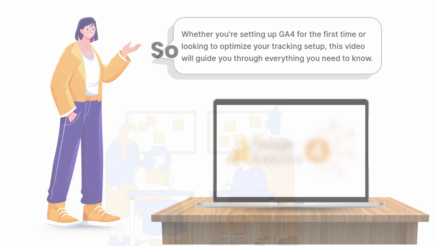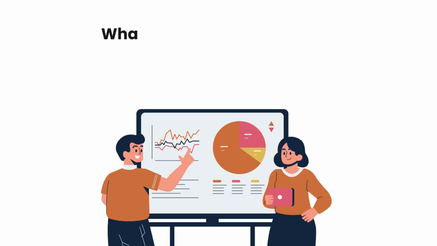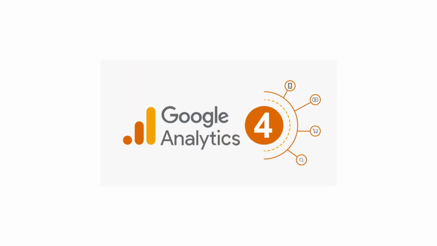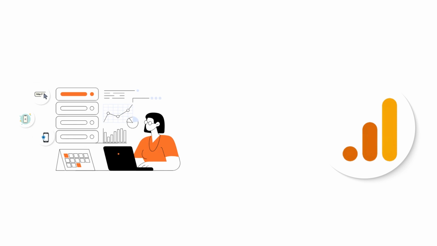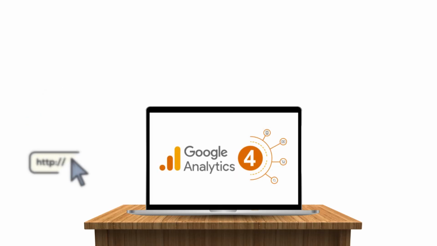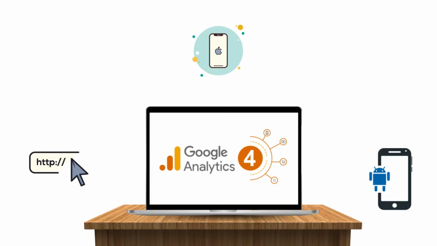So let's dive in. What is a data stream and why are they essential in GA4? In Google Analytics 4, data streams act as the data sources that send user interaction data to your GA4 property. They allow you to collect and analyze user activity across different platforms, including websites, iOS apps, and Android apps, all within a single GA4 property.